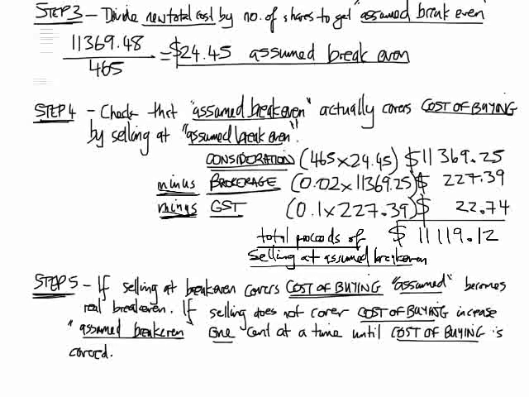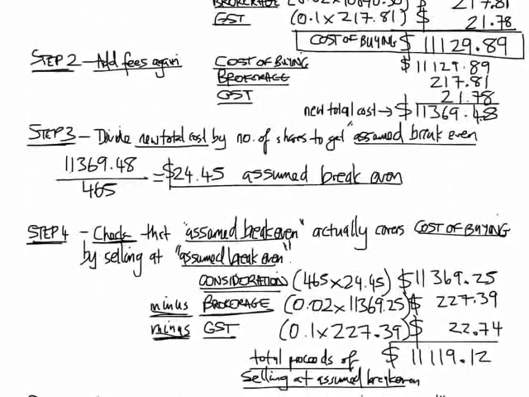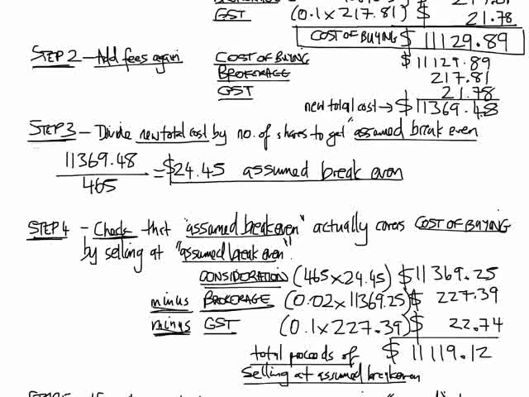And that's not step 4 done just yet, because remember, part of step 4 is to check. So we did the calculations we need. Now we need to check. So our proceeds are $11,119.12. However, the cost of buying is actually over that by more than $10. Okay? So selling at the assumed break even that we got in step 3 does not, in this situation, cover the cost of buying from before. So we need to go on to step 5.